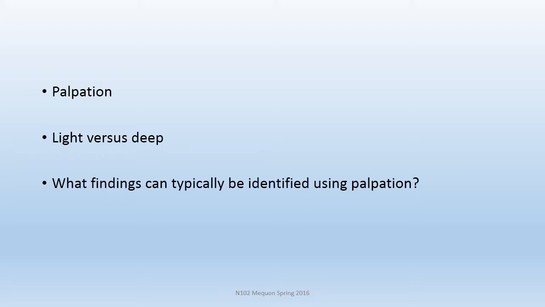Your book also gives a few other pointers for palpation. Of course, your hands should be clean and warm. But here's another tip. Areas of tenderness should be palpated last. If your patient is complaining of abdominal pain in the right lower quadrant, you should assess the other areas of the abdomen first with your palpation technique and save the tender area for last.